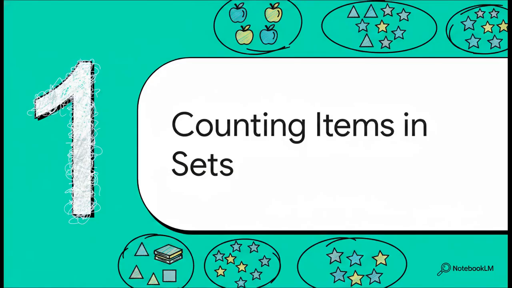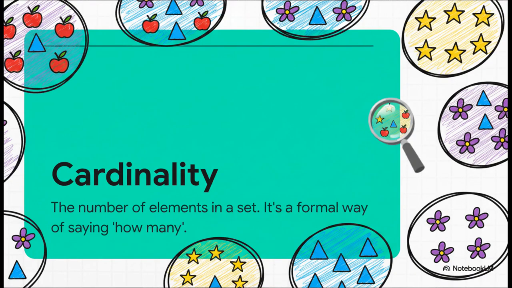So, to tackle that whole double counting issue, we need to get a little more formal. Let's start with the basics of how we count items within these groups, which, in the math world, we call sets. And that leads us right to our big deal term for today, cardinality. I know it sounds super formal and maybe a little intimidating, but trust me, it's not. All cardinality means is the number of things in a group, or a set. So if you've got a set of 5 apples, its cardinality is 5. It's literally just a fancy math word for how many.